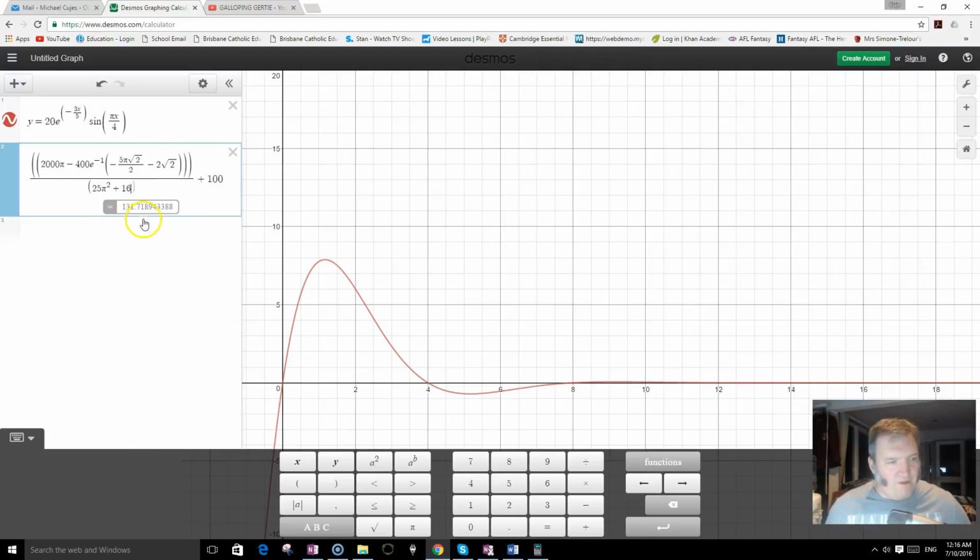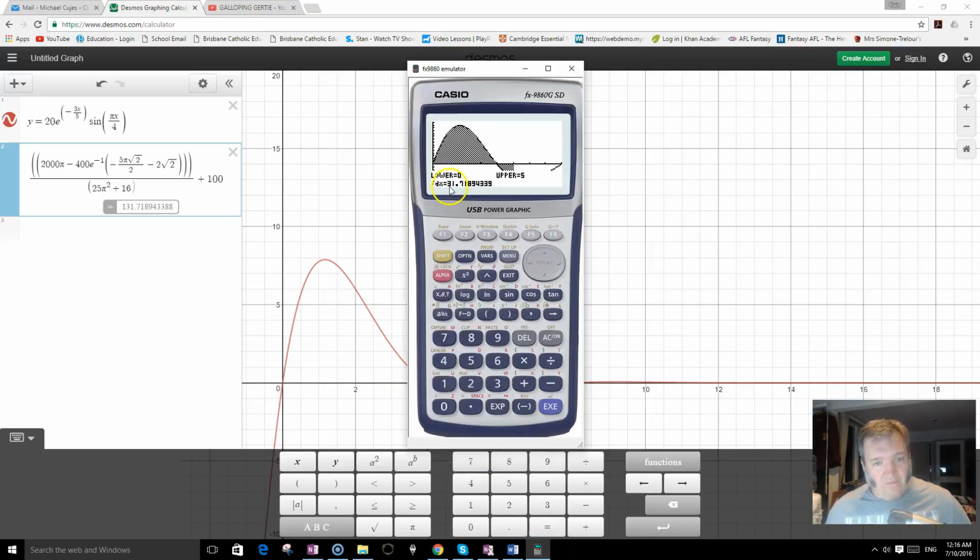Look at that value, 131.71894, blah, blah, blah. That's the number we wanted, wasn't it? That's the number we got when we did it on our graphics calculator. When we add 100 to that, we get the same thing. You beauty. It works doing it that way. It's not a problem. Works beautifully. We can see the definite integral from 0 to 5 is also going to work the same way.